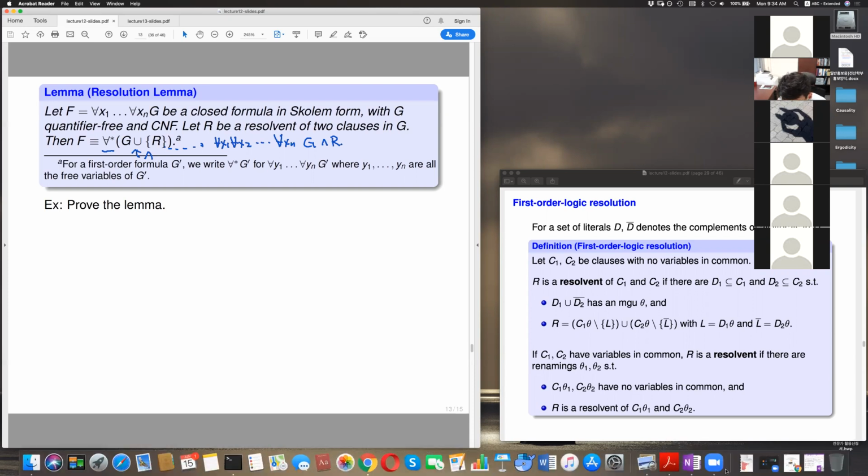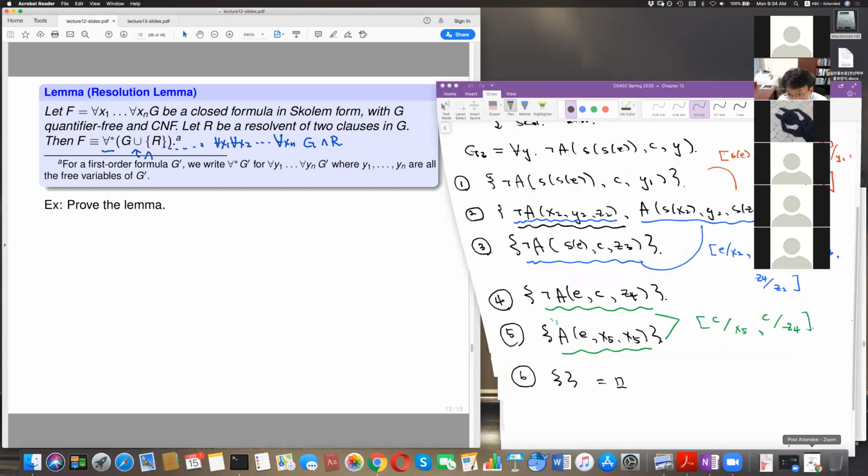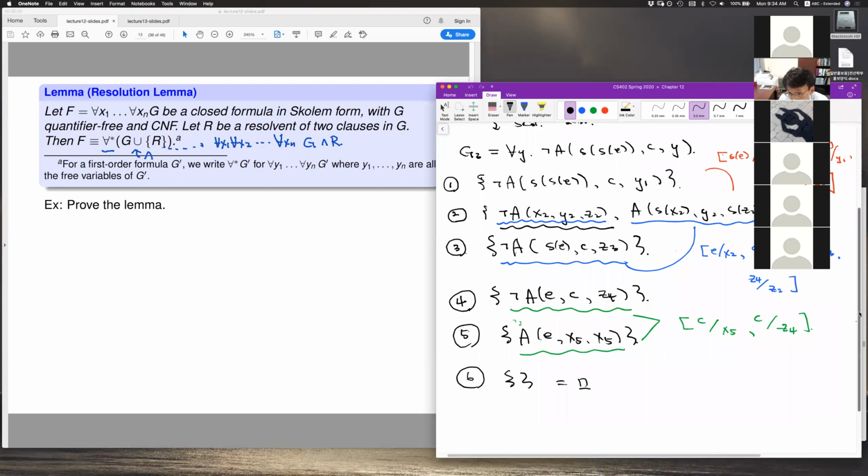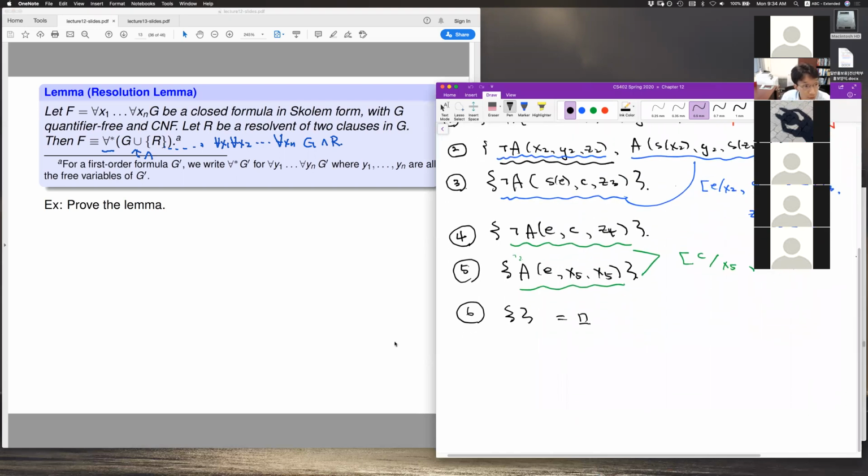Okay, so let's show this again. The proof of this lemma is actually quite easy. So what we have to prove, I will think about some very simple case where F is, say, there is only one universal quantification. Many doesn't really matter. The proof is going to be almost exactly the same.